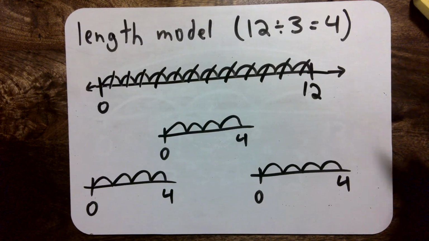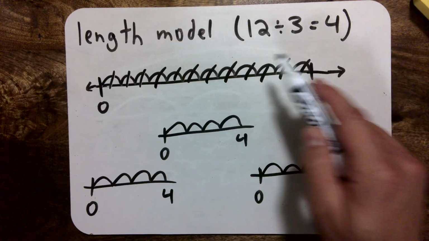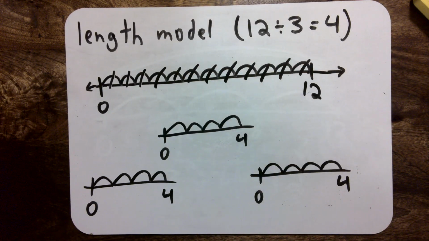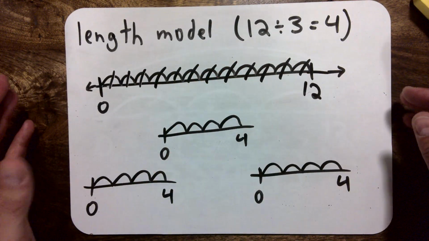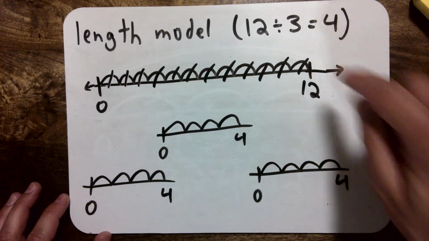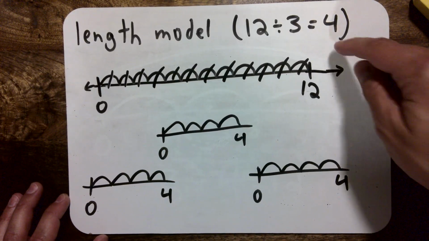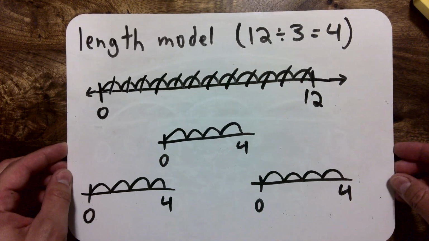And then again, the abstract model will be actually writing out with numbers and symbols 12 divided by 3 equals 4. Again, making connections to 12 as that total starting amount, and 3 means we're going to have 3 equal groups. We're trying to find the size of each group, which ends up being 4.